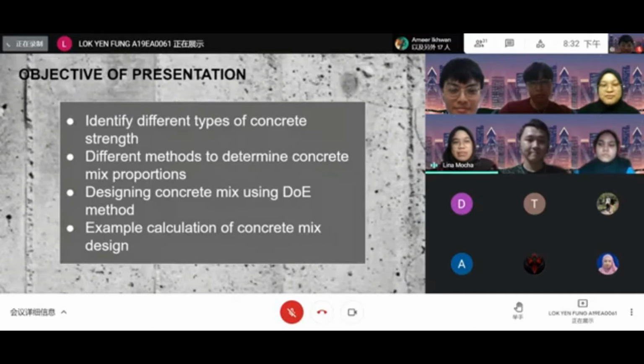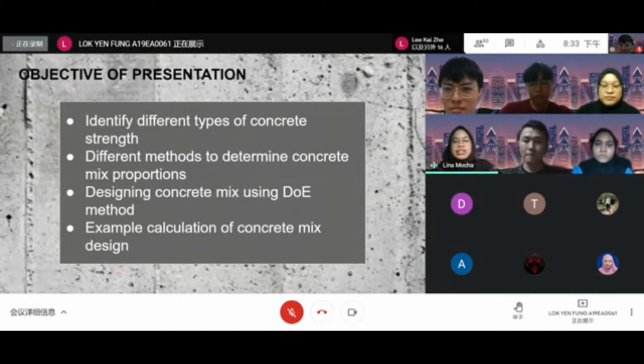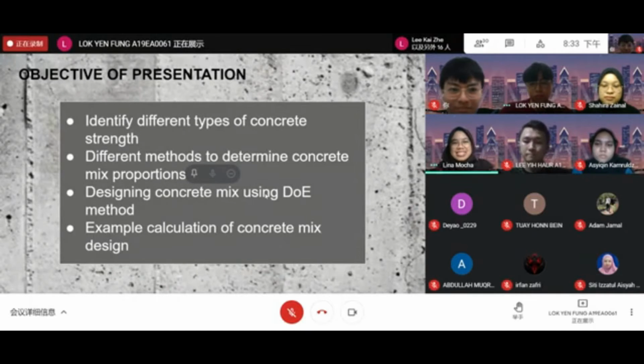So the objective of our presentation is to identify the different types of concrete strength, to know the different methods to determine the concrete mix proportion, and to know the designing of concrete mix using the DOE method. This method is used in Malaysia. Next, we are going to go through an example calculation of concrete mix design.